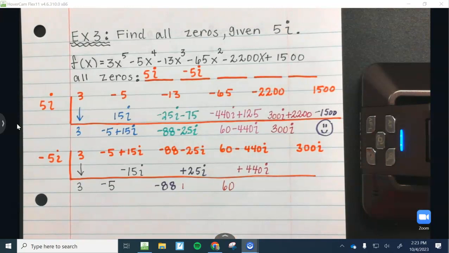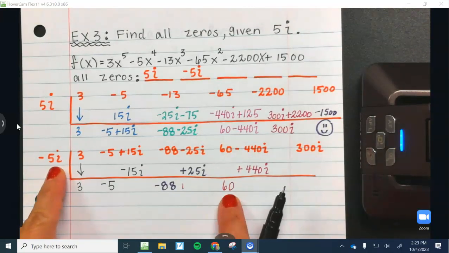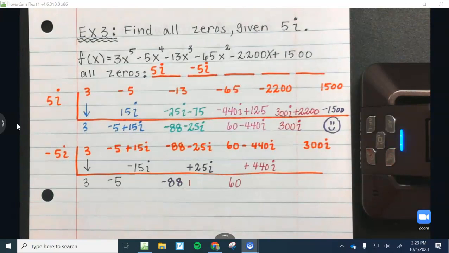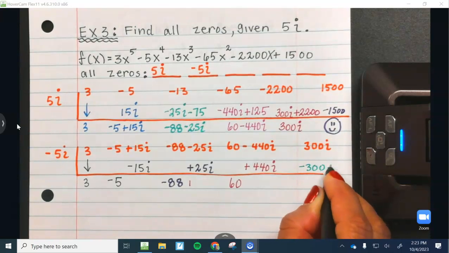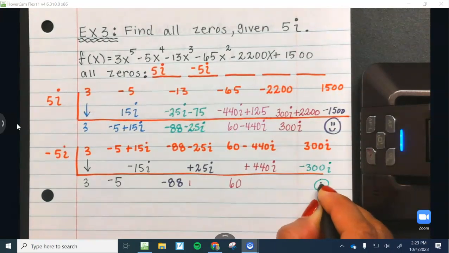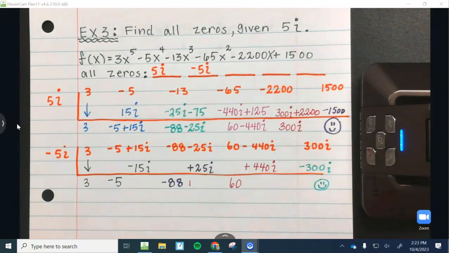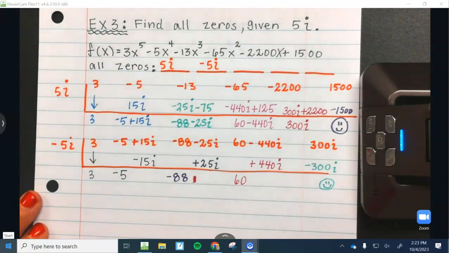And then you can finish that. Guess what negative 5i times 60 is? What is it? Negative 300i. So pretty. No remainder, which of course we already knew because we knew that was a 0. All right, so the good news is the crazy i's are gone away.